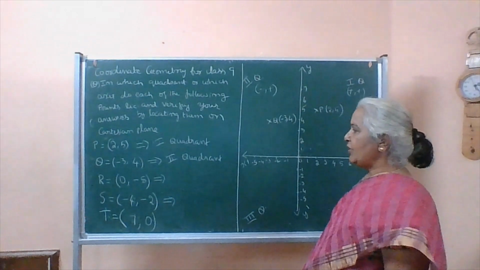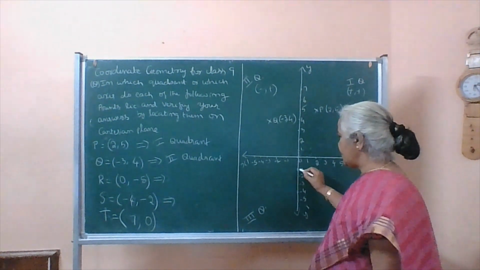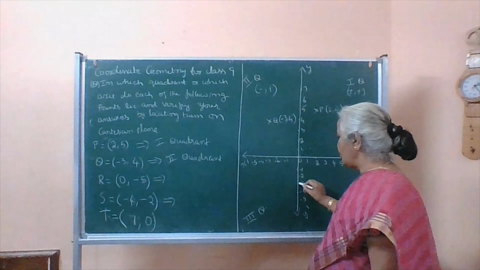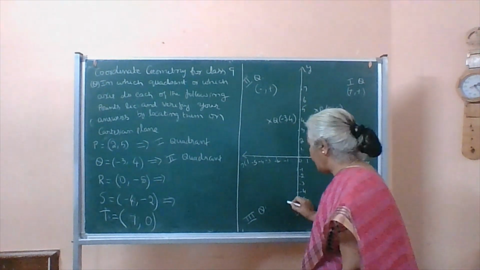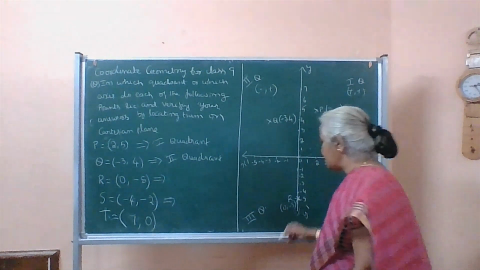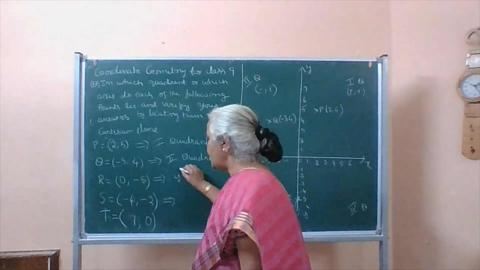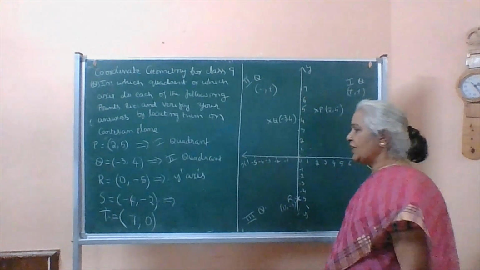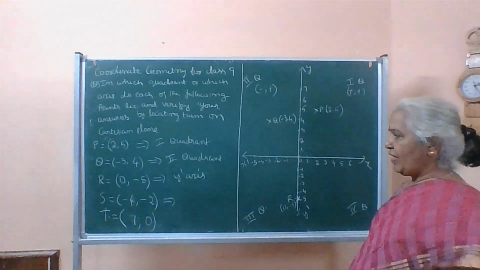Next, R is (0, -5). X is 0 and y is -5, that is 1, 2, 3, 4, 5. Here is R. R is (0, -5). That means it lies on the y dash axis, because x is 0 and y is -5.